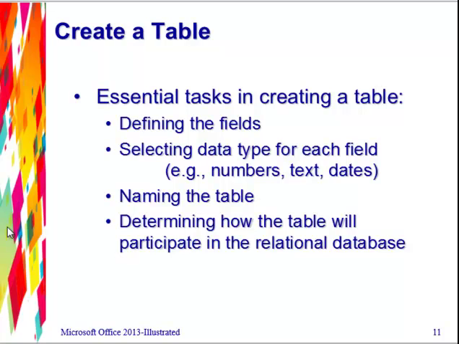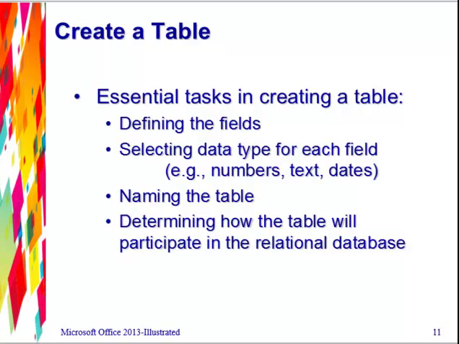So the essential tasks you need to think about when you're creating a table: you need to define the fields that you're putting in that table, pick a data type for each one of the fields, name the table, and determine how the table is going to participate in the relational database of your whole Access database. What's going to happen as far as how it's going to communicate and what kind of things might need to be done. Like I said earlier, you may want to create a customer database, sales databases, salespeople databases, and then have communication between them so you can pull reports from all the components.